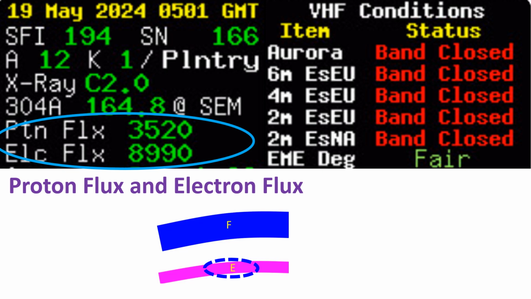Electron flux is the density of charged electrons in the solar wind. Higher numbers have more impact on the ionosphere, that too primarily on the E layer.